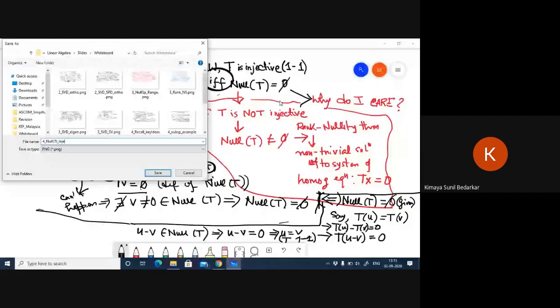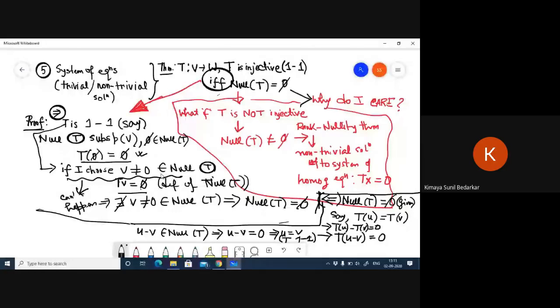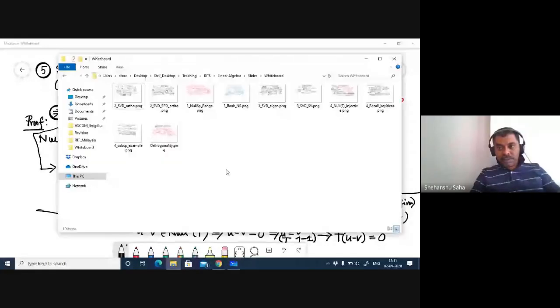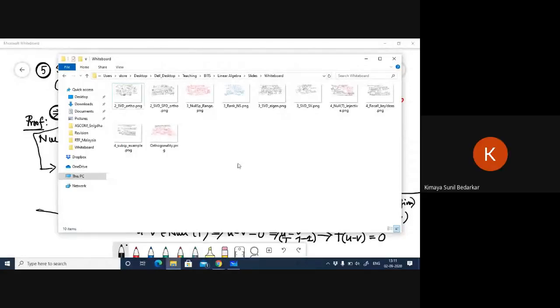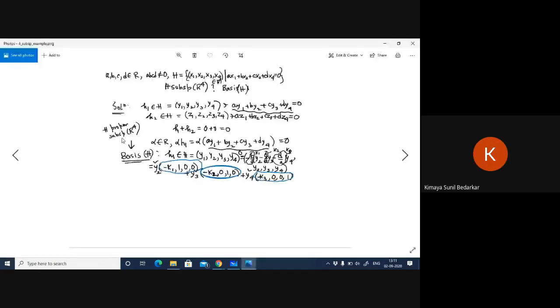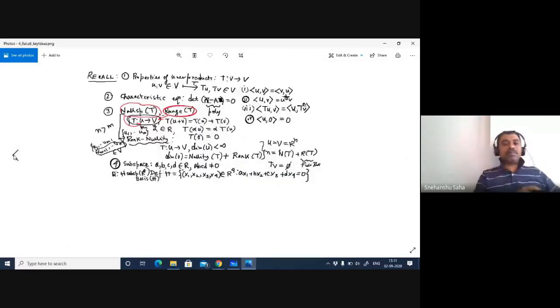Sir, if you don't mind, can you go back to the previous slide once? The previous board, yeah. Okay, hang on. Which is the null of T example, for subspace example? Yes, you mean this one? The recall board. Okay. Yes.